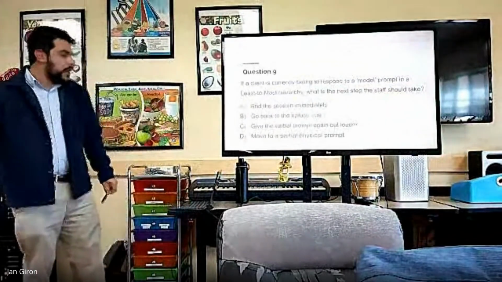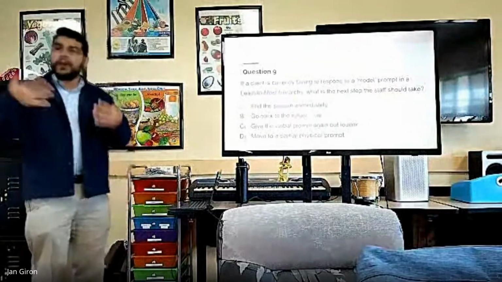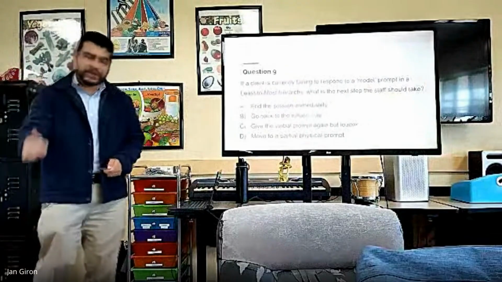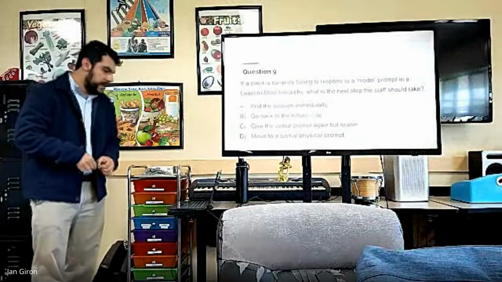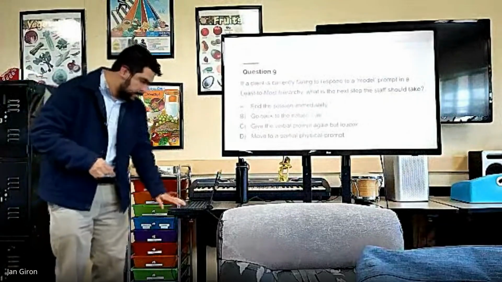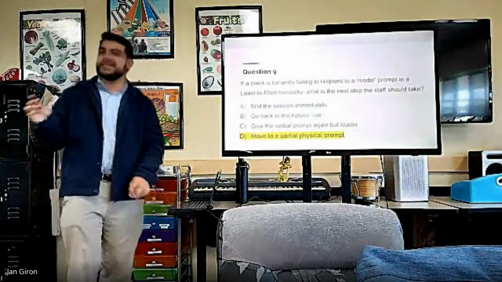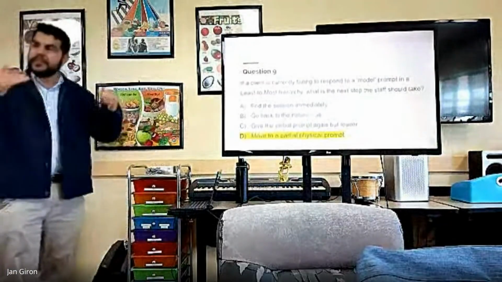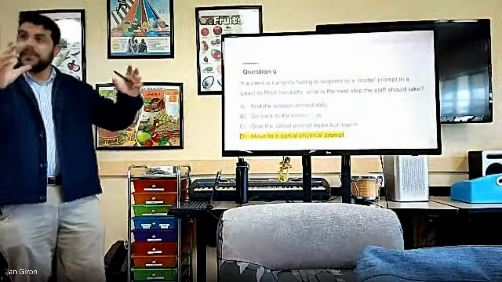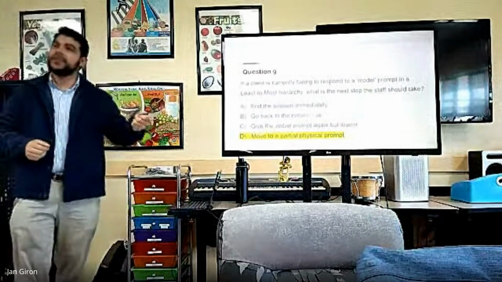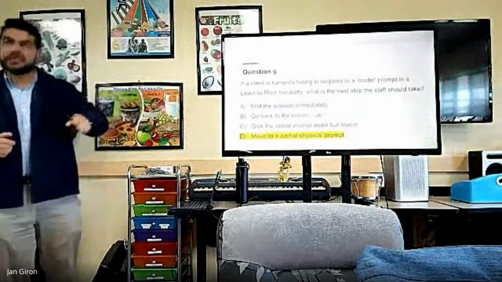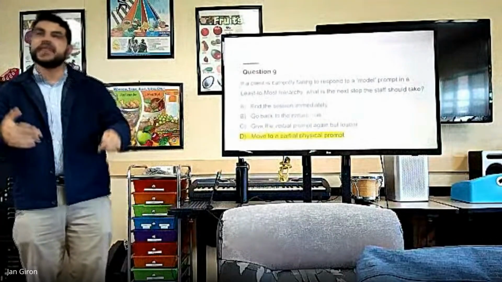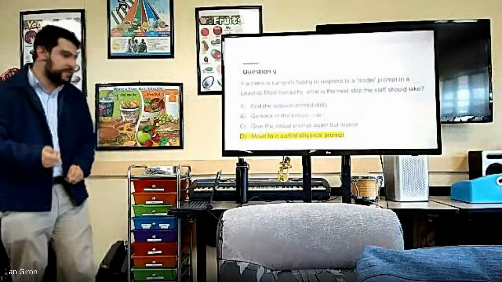Two more, guys. If a client is currently failing to respond to the model prompt in a least to most hierarchy, what should be the next step we take? D. Yes. In one of the previous questions, we talked about fading the prompt, going from partial physical to the model. Here, we're going least to most, so we do it in the opposite direction. Can't get away with the model prompt, so now we introduce a partial physical to get the correct response.